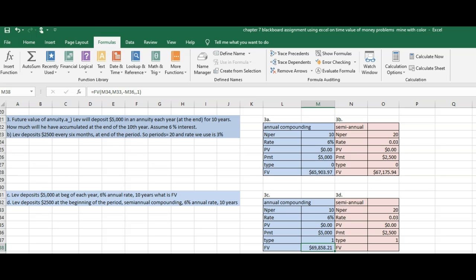So now let's take a look at what happens when it's semi-annual. So instead of $5,000 each year, he's doing $2,500 every 6 months. The number of periods goes to 20. 10 years, 2 payments each year. The rate, we take the annual rate divided by 2. PV is still 0. Our payment is $2,500. Our type is still 1. Now I'm going to go ahead and click my recently used.